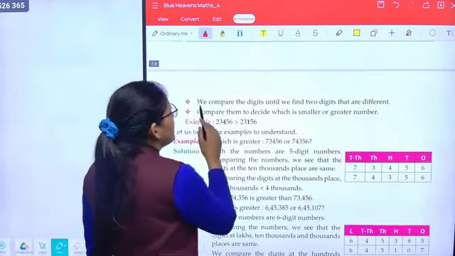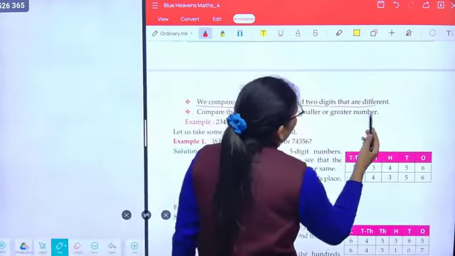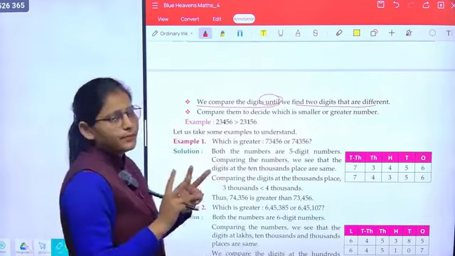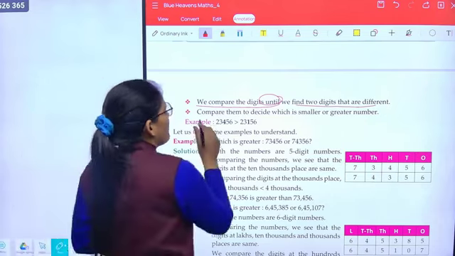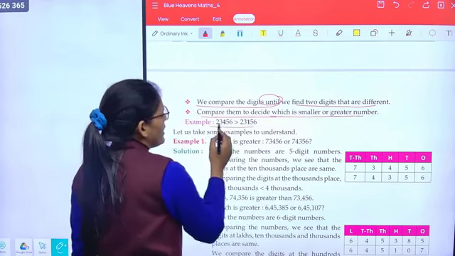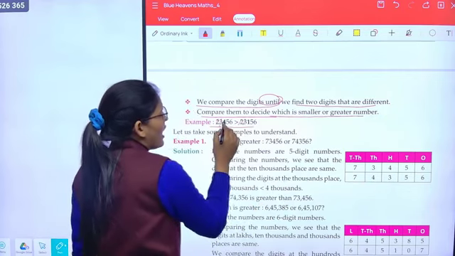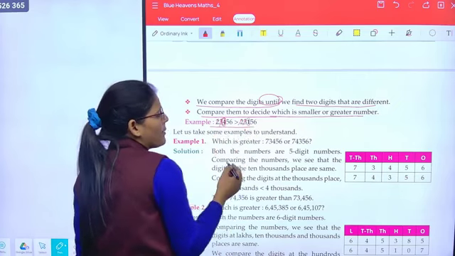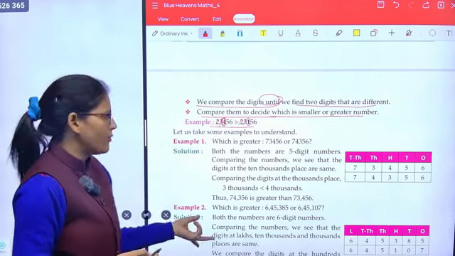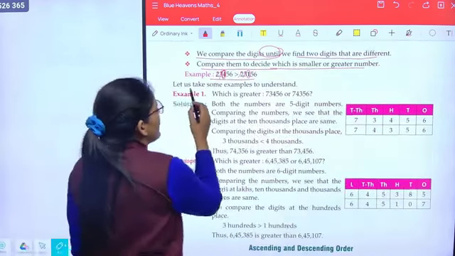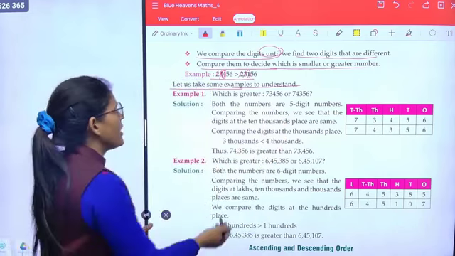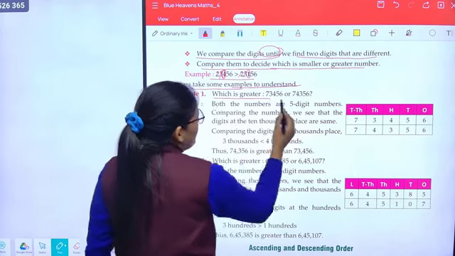Understand? We compare the digits until we find two digits that are different. हम तब तक उसका कंपैरिजन करेंगे जब तक हमारे पास 2 डिजिट डिफरेंट ना हो. Compare them to decide which is smaller or greater. Okay. Now see, 2, 2, 3, 3. अब हमारे पास 4 और 1. अब हमारे पास क्या ज्यादा होगा? 4 या 1? तो 4. So it is greater than this. Understand? Let us take some examples to understand which is greater in these digits.